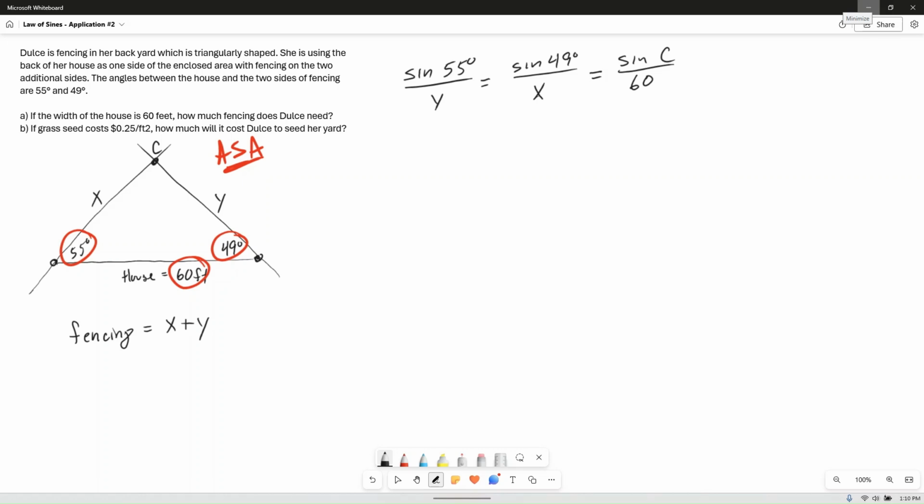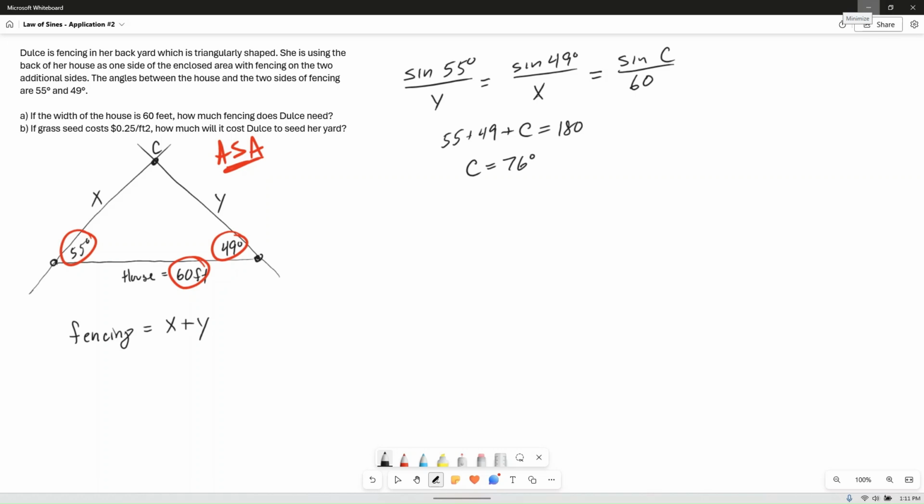Again, we have three fractions. In each fraction we have one known and one unknown, so we need to find another piece of information before we can solve any of these proportions. But with angle-side-angle, it's easy to do that. We know the measures of the three angles have to sum to 180. So 55 plus 49 plus our unknown angle C has to be 180 degrees. That means C is going to be 76 degrees.